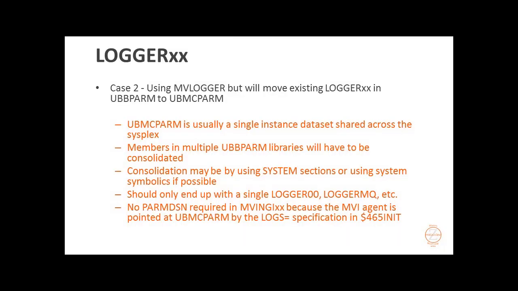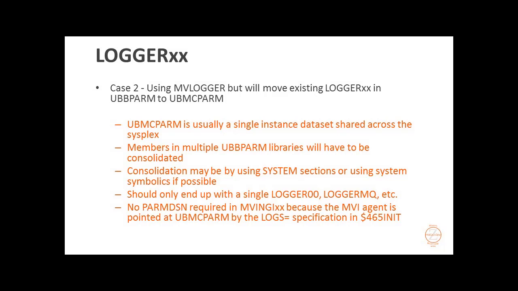The upgrade of the logger functionality to the DBC was designed so that the customer could continue to use their existing Logger XX members. These have been located in the UBB PARM dataset. However, since the DBC is part of the global infrastructure, it expects its parameter members to reside in UBMC PARM.